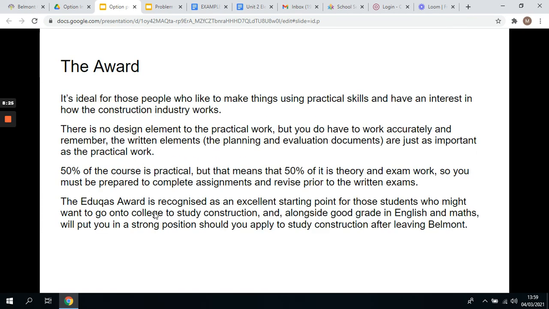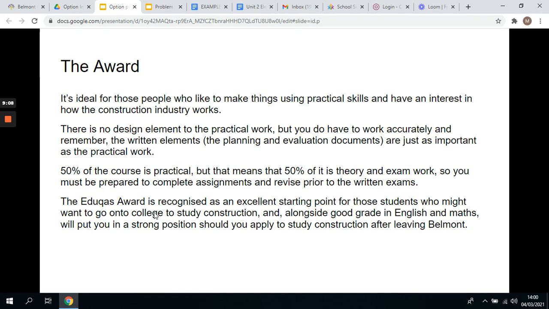So who's it best suited to? Well, if you want to go into construction, it's obviously an excellent opportunity to get a foot on the first rung of the ladder. Remember that 50% of the course is practical, which means of course that 50% isn't. And so there is quite a lot of written work to do, and there's quite a lot of learning to do. It's not a complete hands-on course without any written work to do at all. But it is a widely recognised qualification. It's an excellent qualification, recognised by colleges and employers for those people that want to go on to study construction. But you will need good English and maths scores to go on to any college course.